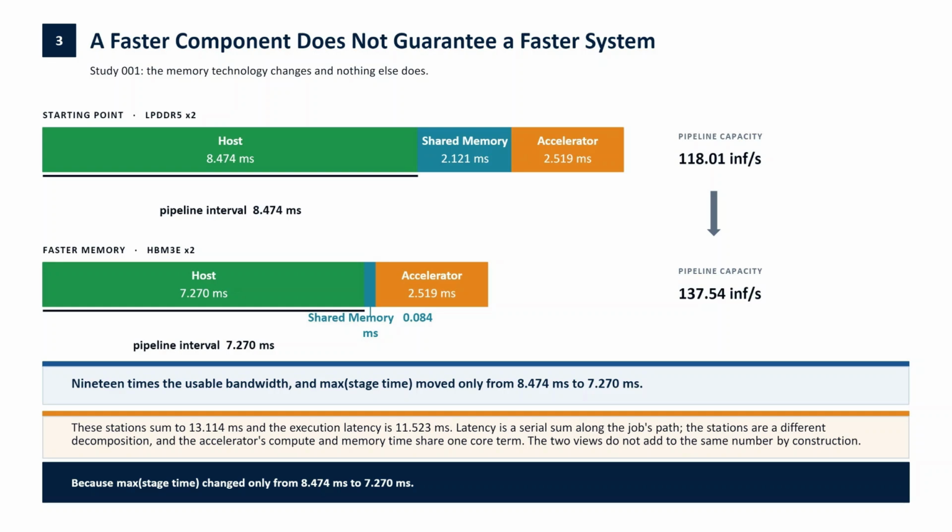And there is one especially important observation. The host remains the limiting element both before and after the memory change. The faster memory therefore produces a real improvement, but the full performance gain of the memory subsystem does not translate directly into an equivalent system-level performance gain.